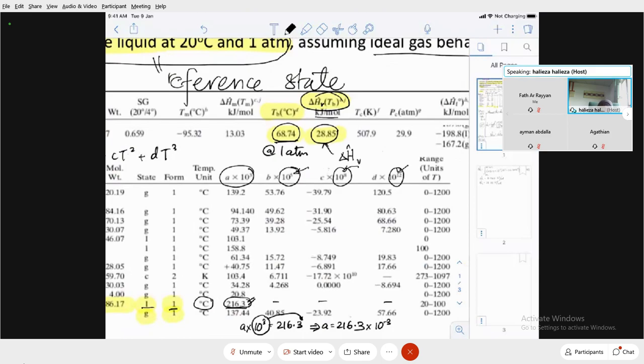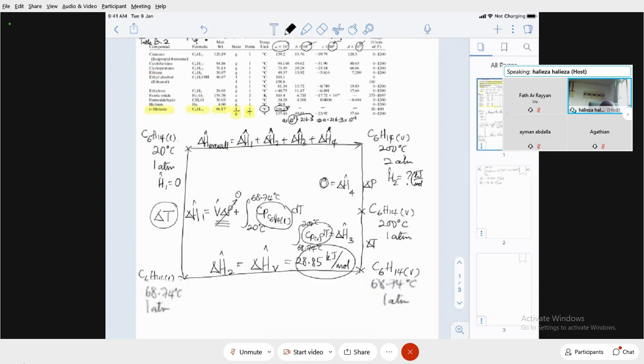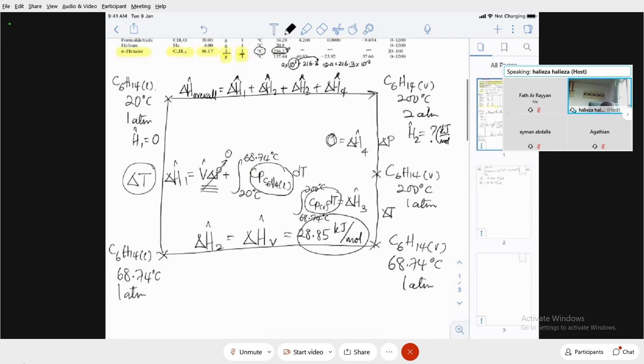Now let's look at this. What are we doing? We are going from liquid to vapor. For example, if I go the other way, from vapor to liquid, what is my delta H going to be? Initially I go from liquid to vapor. If I started from vapor to liquid, what will be my change in enthalpy?